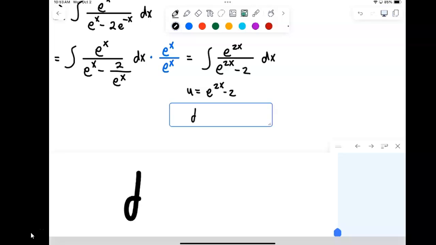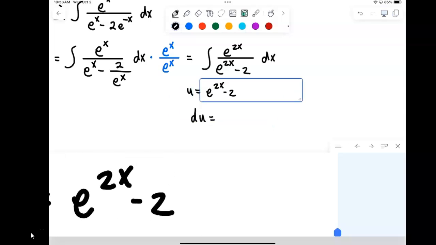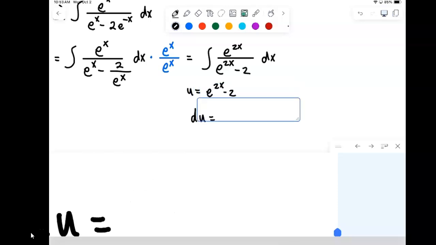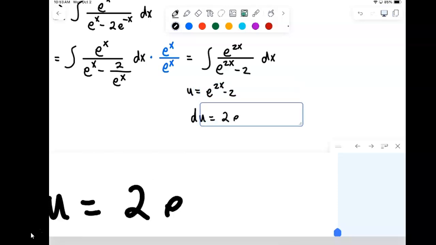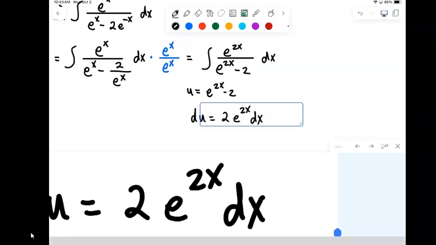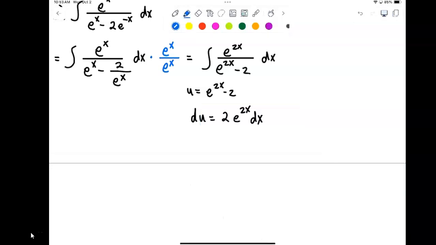We differentiate. Remember, the derivative of e to anything is itself times the derivative of its exponent. In other words, 2e to the 2x dx. So we almost have everything we need to carry substitution through. We needed 2 times e to the 2x dx. We have an e to the 2x, so we're just missing the 2. So we can go ahead and put the 2 with it.